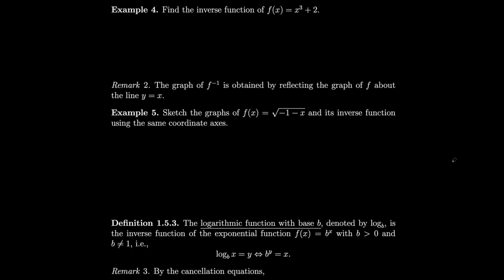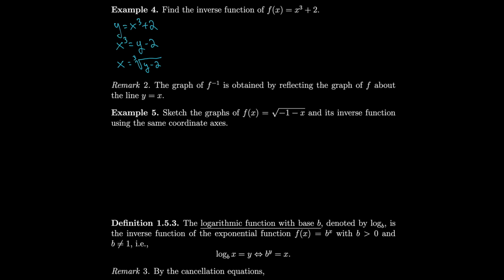Let's find the inverse function of f of x when f of x equals x cubed plus 2. So first, let's start with y equals x cubed plus 2. Then let's solve for x. Let's just subtract 2 from both sides, that's easier. So if we subtract 2 from both sides and move x to the left, we get x cubed equals y minus 2. So when we take the cube root, we get x equals the cube root of y minus 2.